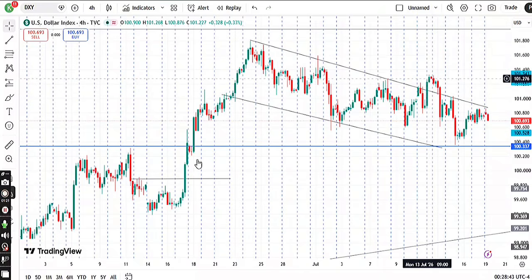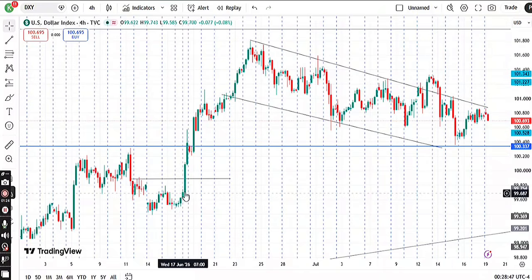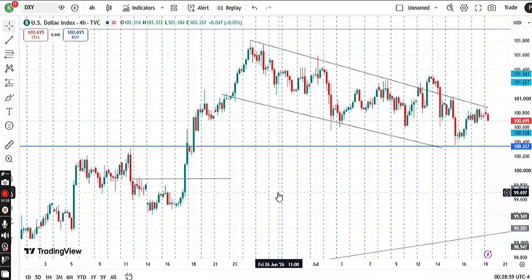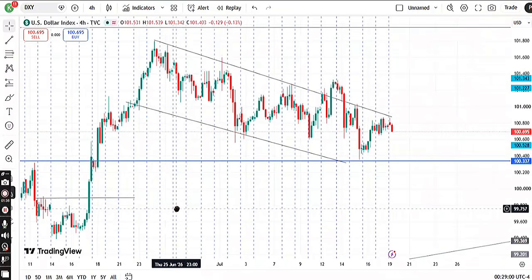When you look at this movement here, you can see that we have a fair value gap at this particular point, and between this order block and this one, we have another fair value gap here. Taking this into consideration, let's get back to this channel that you see here.